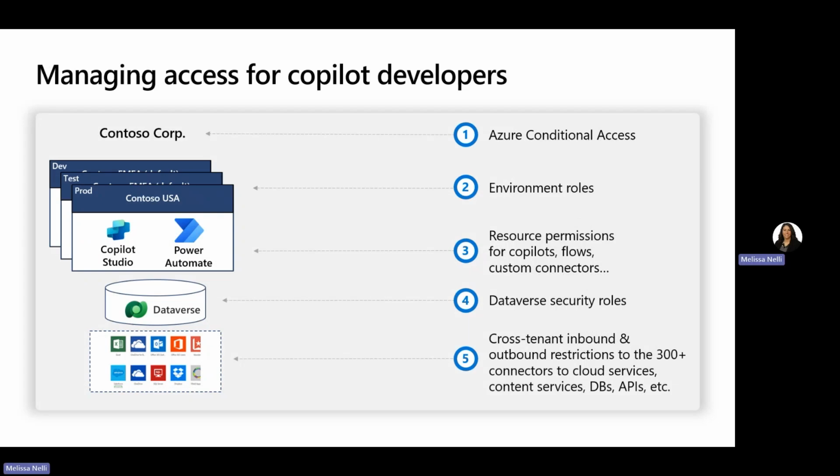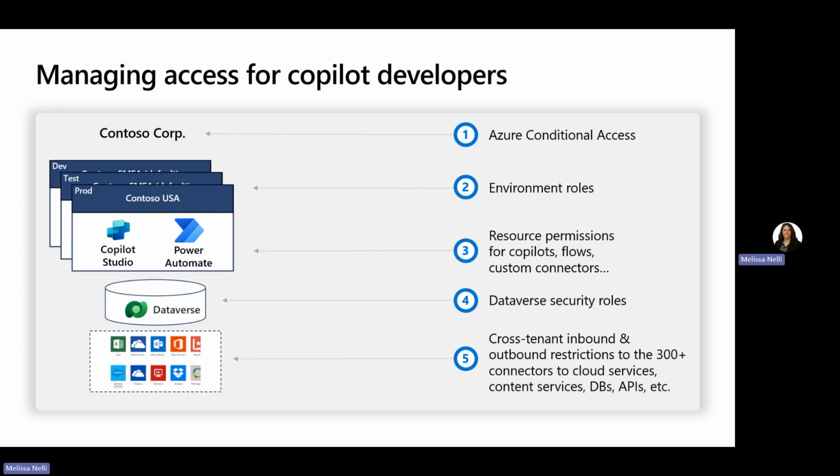Just some examples of potentially what an environment can look like, or setting up an environment. You might have dev, test, prod. In that you might have access to Copilot Studio, Power Automate. That's going to sit on the Dataverse, and then you're going to have maybe connectors that you want to restrict or have access to. So at the tenant level, you'll have Azure conditional access.